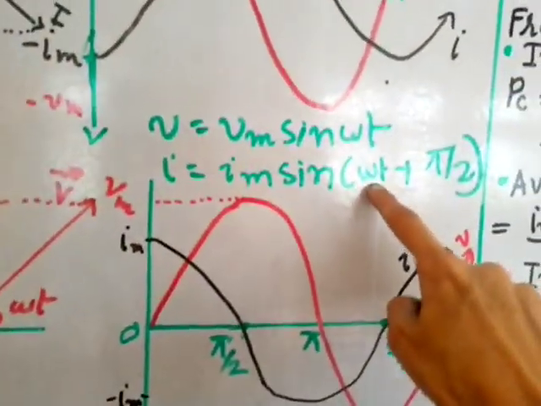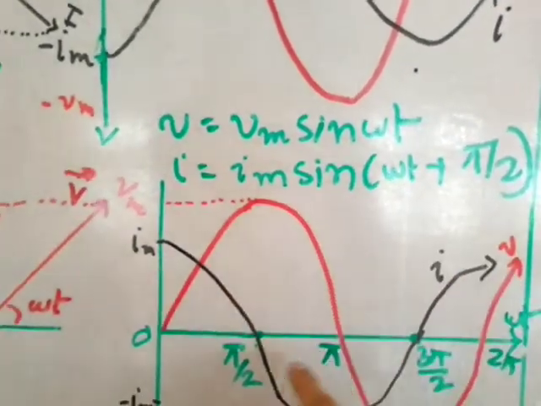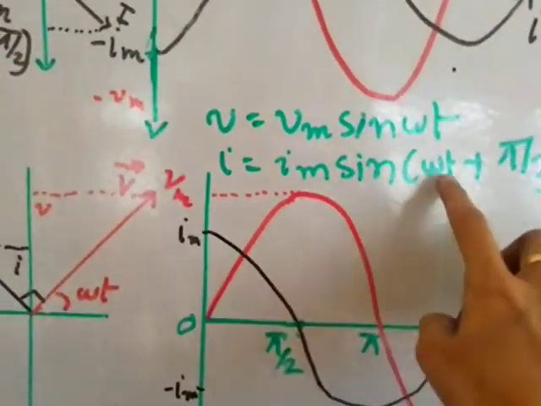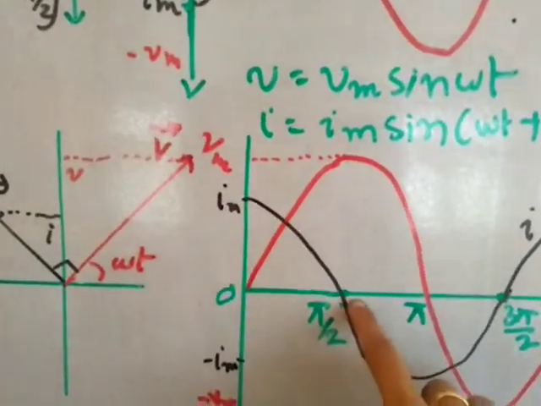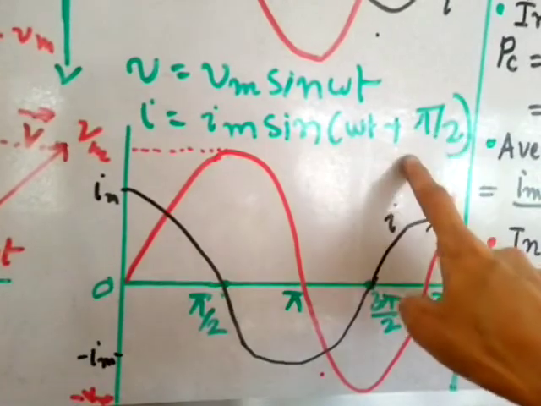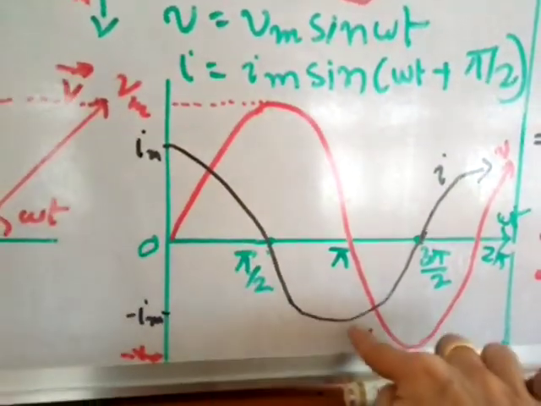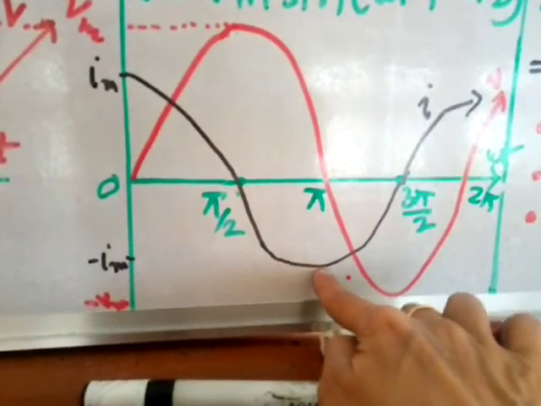Then put pi by 2. When you put pi by 2, pi by 2 plus pi by 2 gives you pi, and sin pi is 0, so current becomes 0. This black curve. Then you put pi. It comes to 3 pi by 2, and sin 3 pi by 2 is minus 1. So current is maximum but in the negative direction, this side.